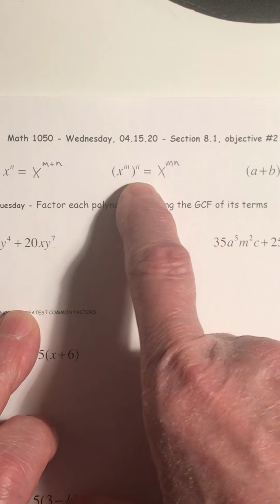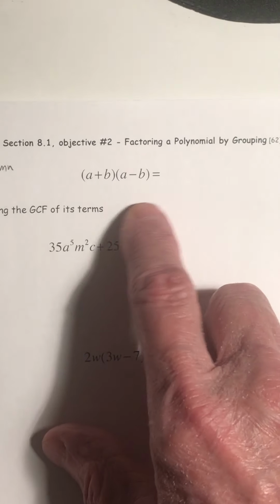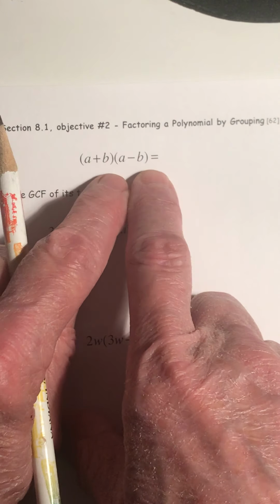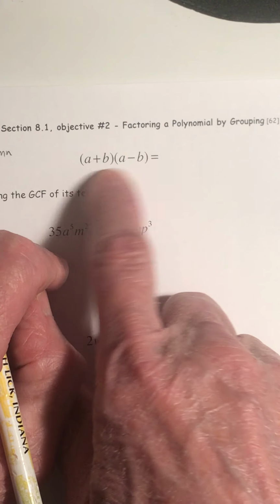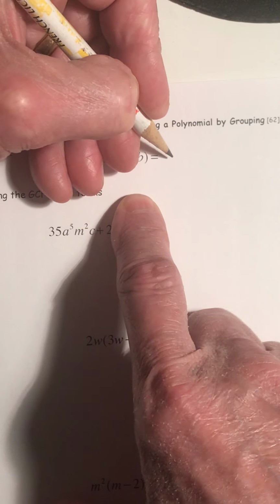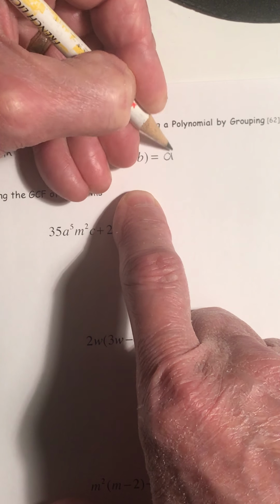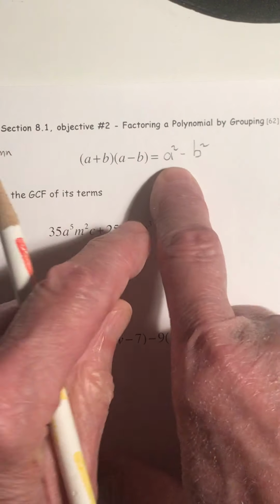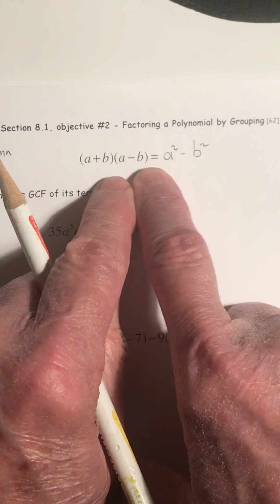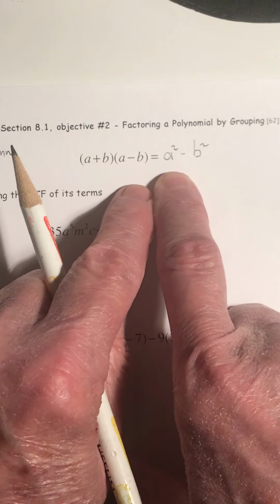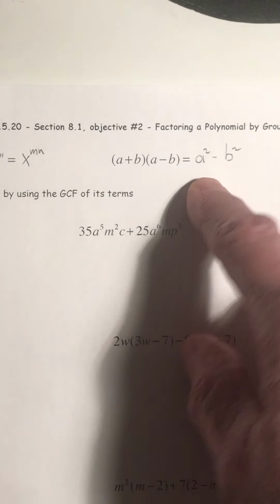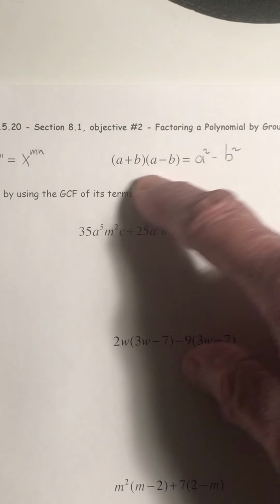So m times n there. And then there's this other real important pattern to know. If you have the same two things in both sets of parentheses and one says plus and the other says minus, you always get the square of the first thing, take away the square of the second thing. Notice the order does matter. The order is the same as it is there because it's subtraction. Order matters with subtraction. We're going to be using this going in the other direction very, very soon.